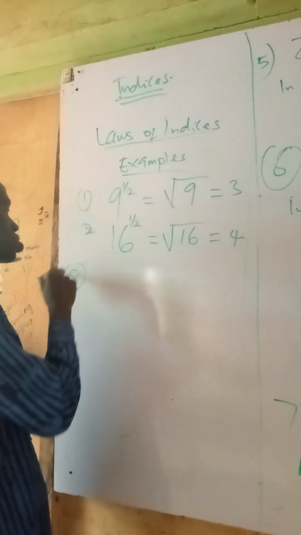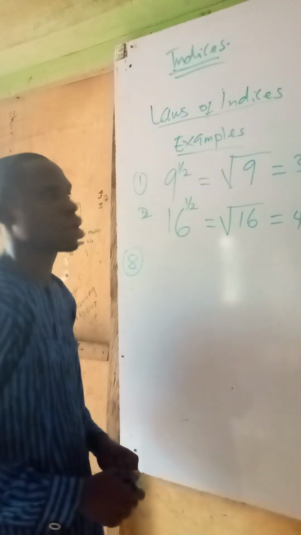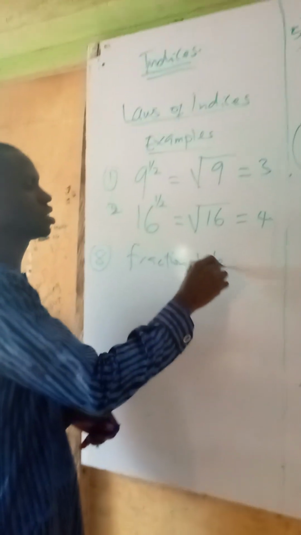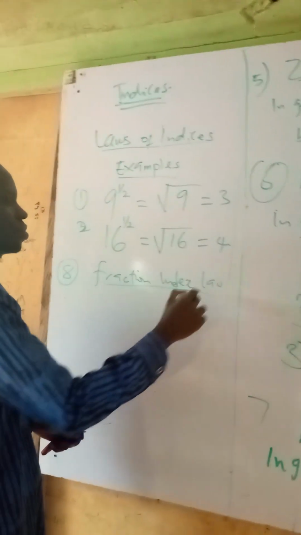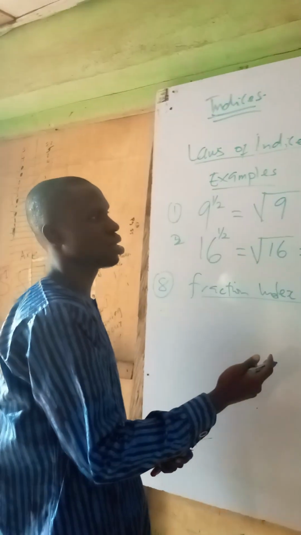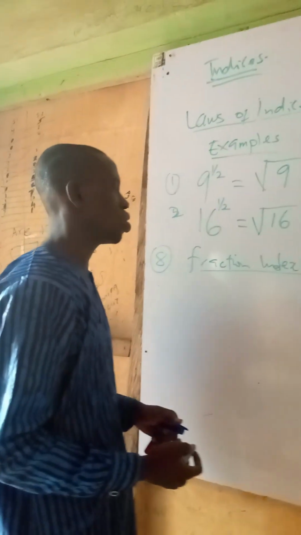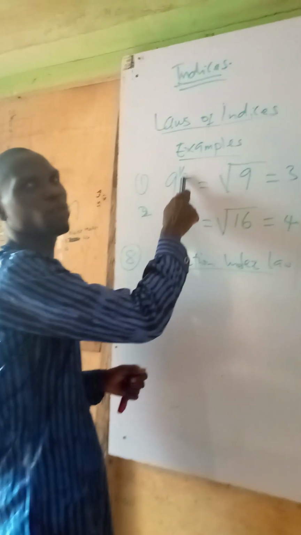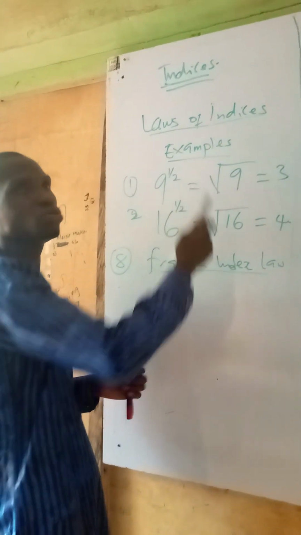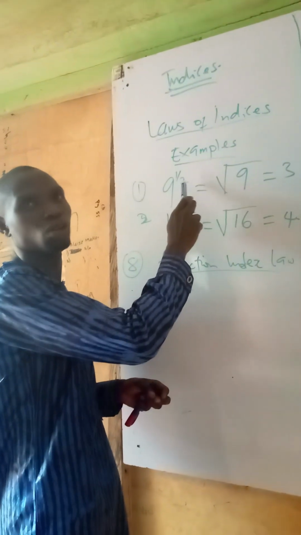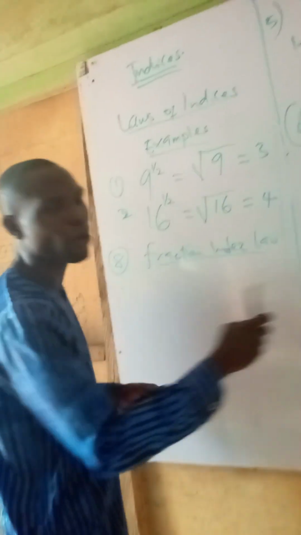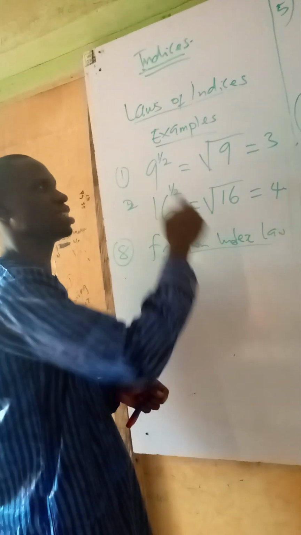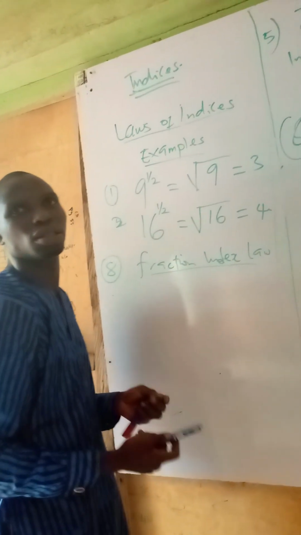So the last law is the fractional index law. You see, the only difference between the root power law and the fractional index law is this. Any number raised to the power of 1 over 2 is the same thing as saying the square root of that number. That is what the root power law says. When you have a number raised to the power of half, it is the same thing as finding the square root of that number.